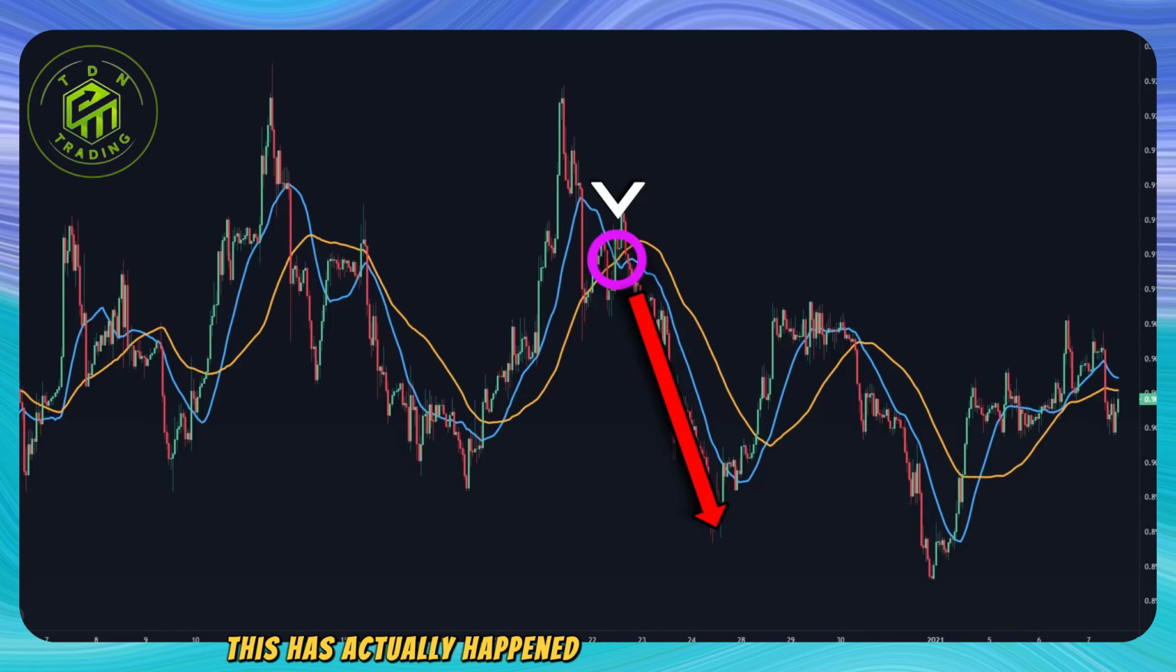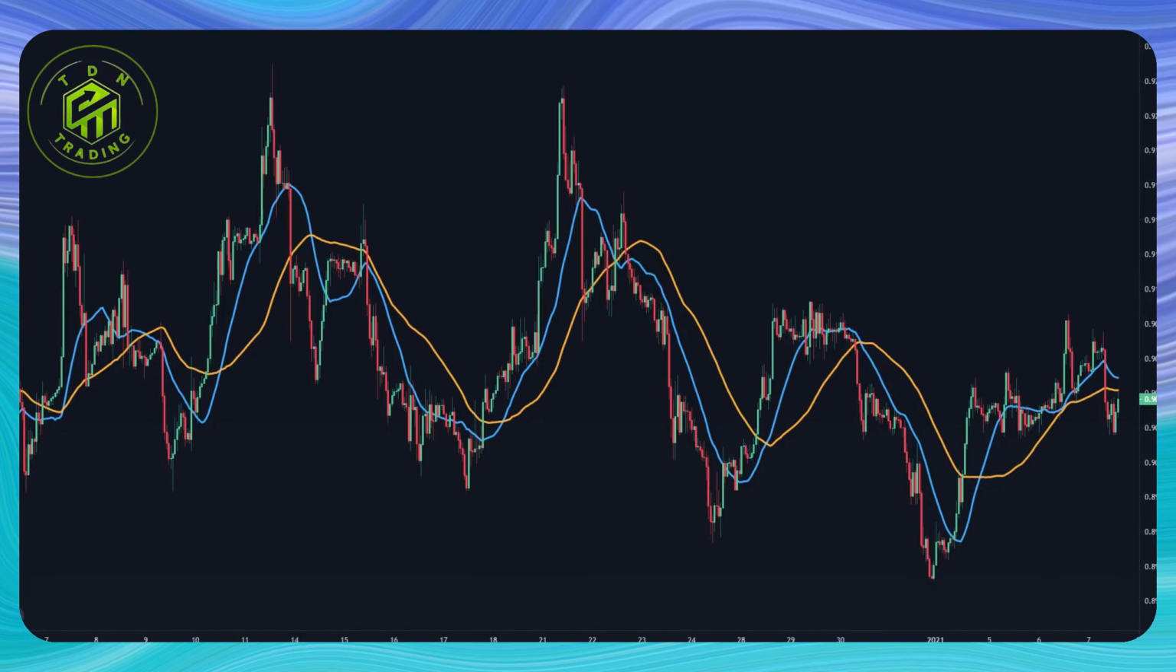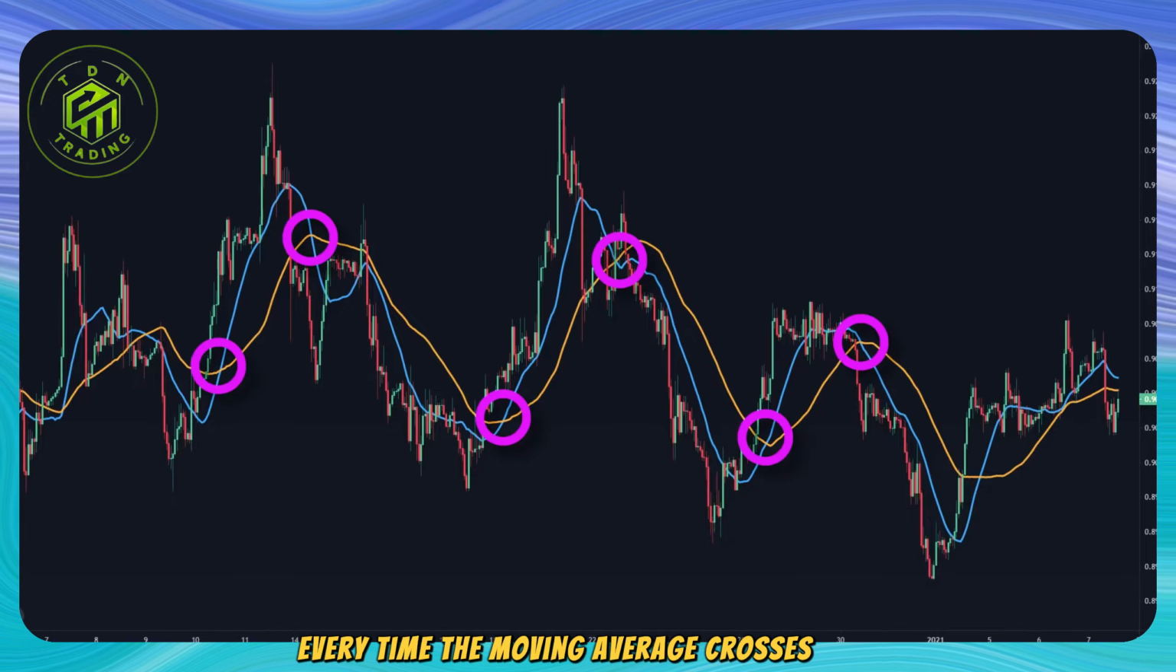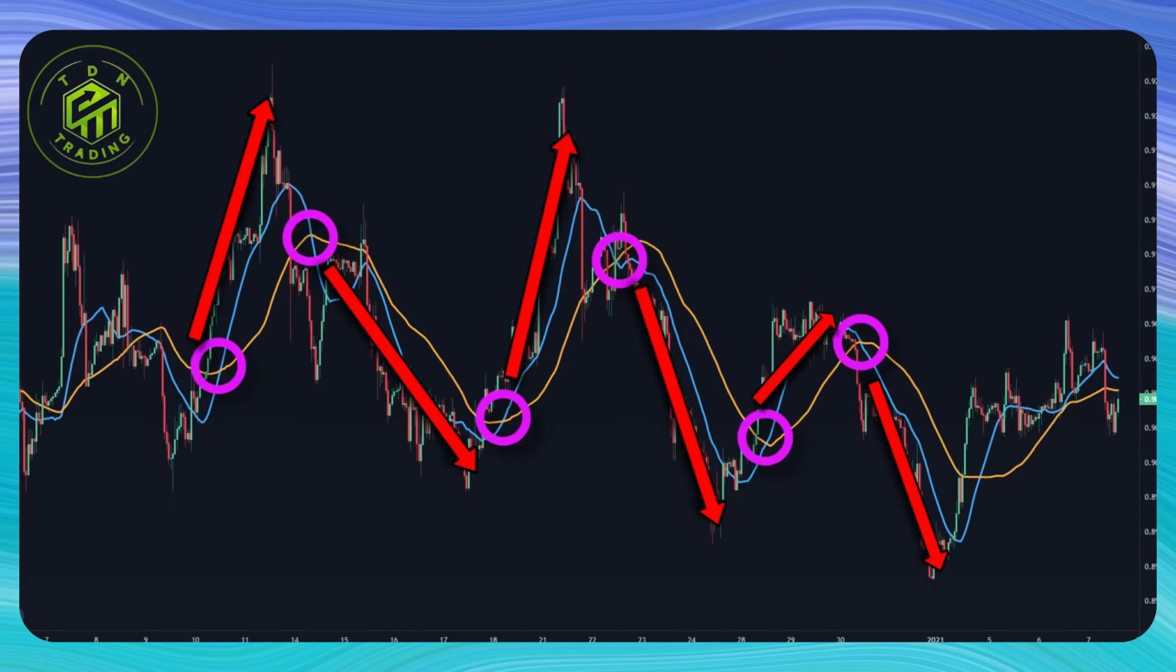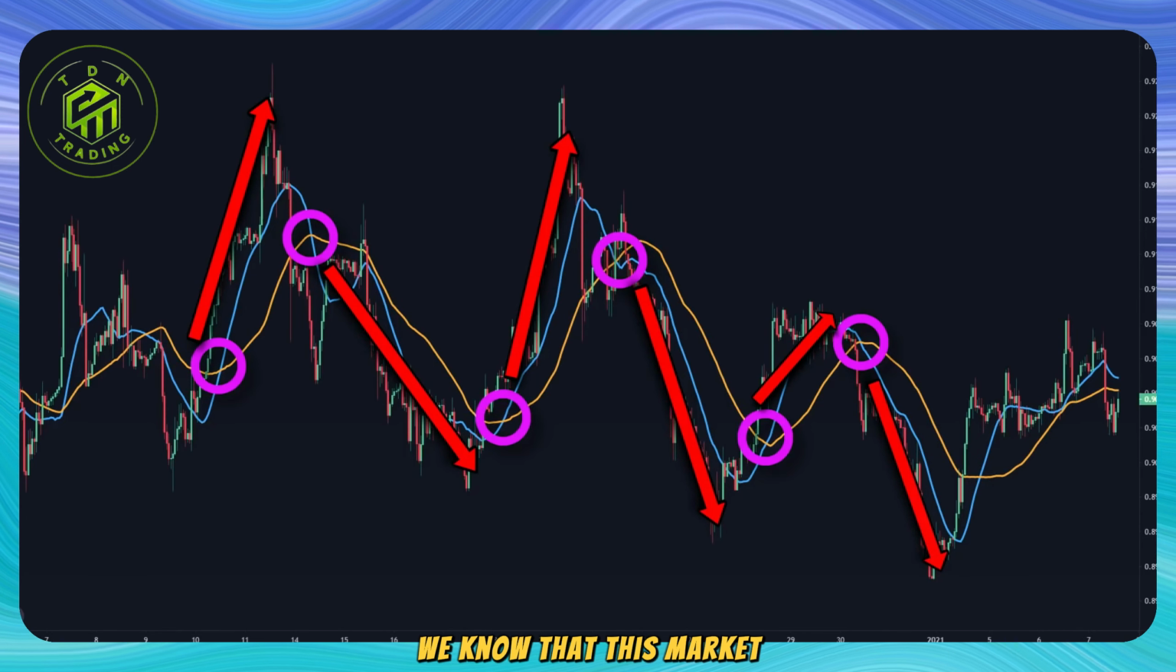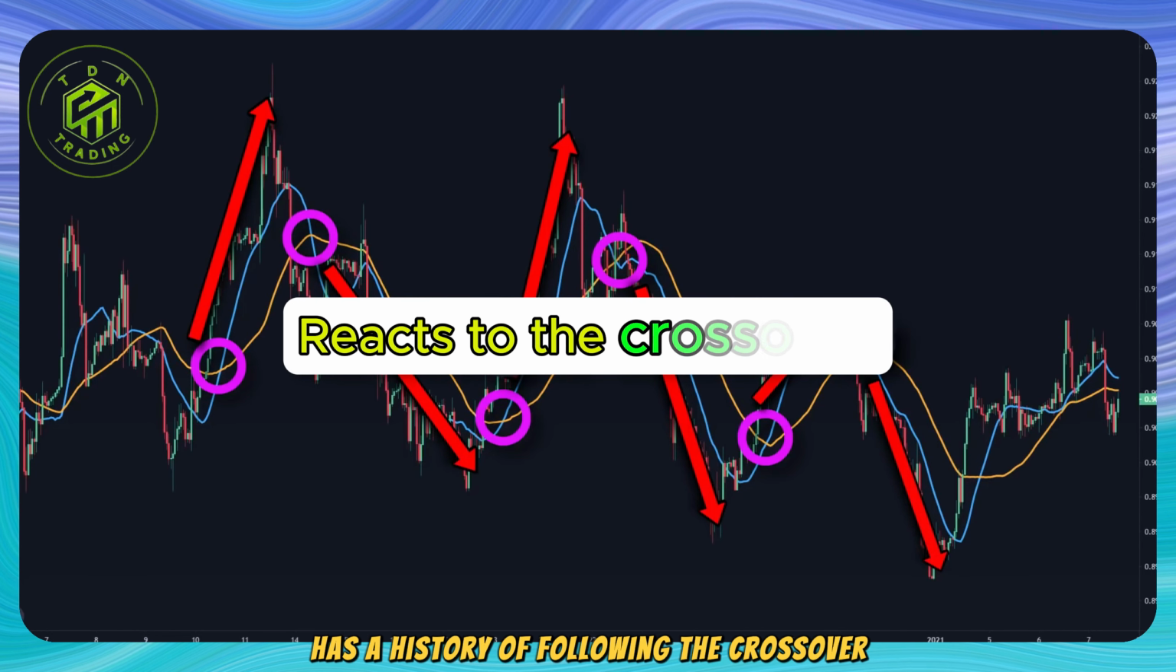This has actually happened multiple times in this chart. Every time the moving average crosses over, the market tends to follow that same direction. And so now we know that this market has a history of following the crossover.